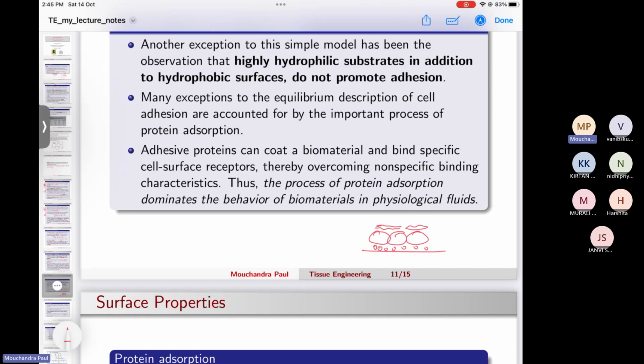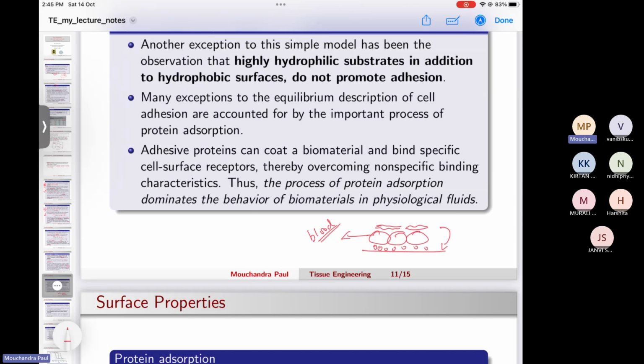And this protein is coming from, say, blood. Blood has serum and all, and there are various kinds of proteins in the serum. So from the blood your protein will adhere on the surface, or adsorb on the surface. So ultimately, it is the protein layer which the cell sees on the surface, not the surface itself.